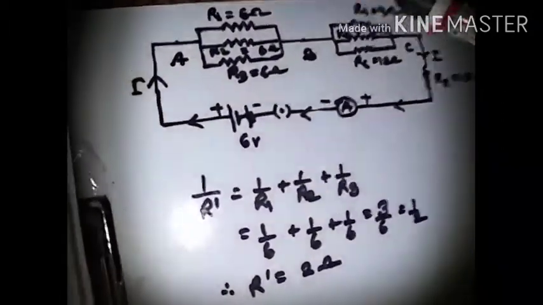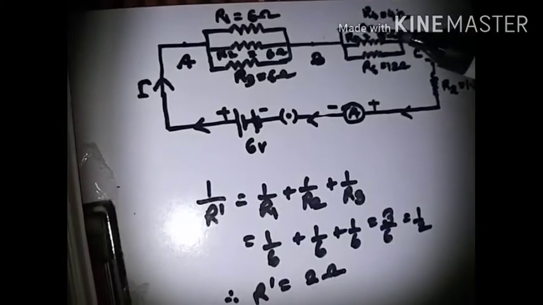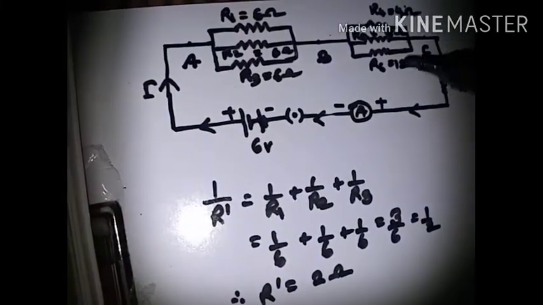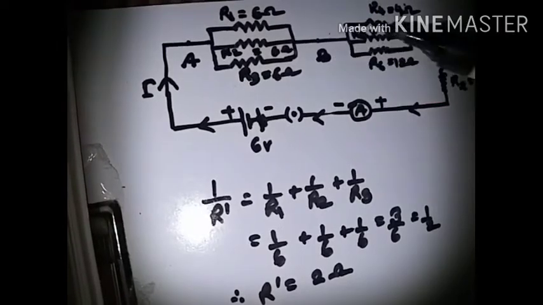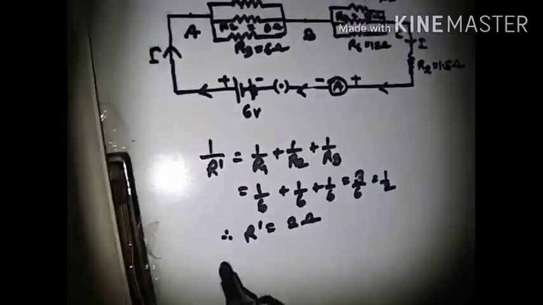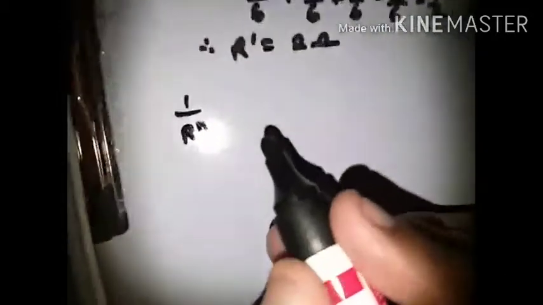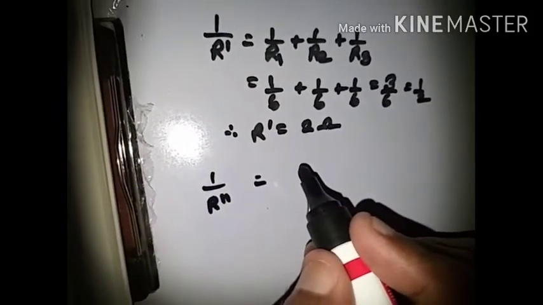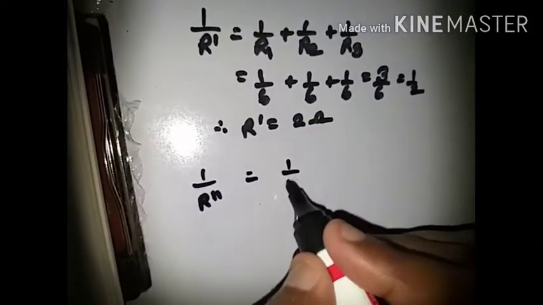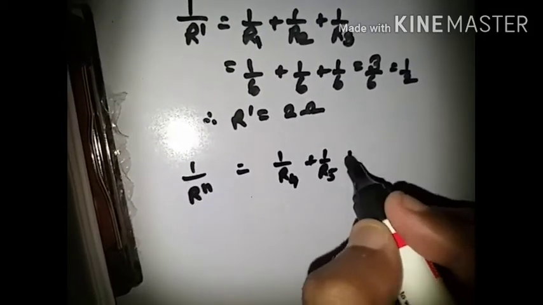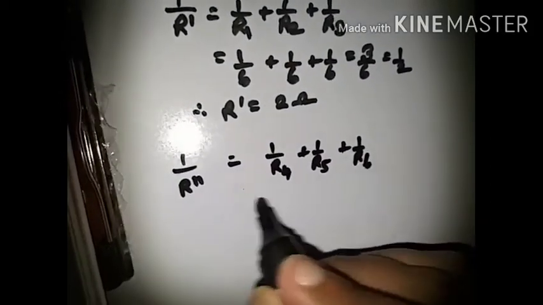Now for the second branch of R4, R5 and R6, having 3 different values of resistors. Let's find out the equivalent resistance again. So again following a similar process, because even then these are connected in parallel, let the equivalent resistance be R double dash. So 1 by R double dash is equal to 1 by R4 plus 1 by R5 plus 1 by R6.